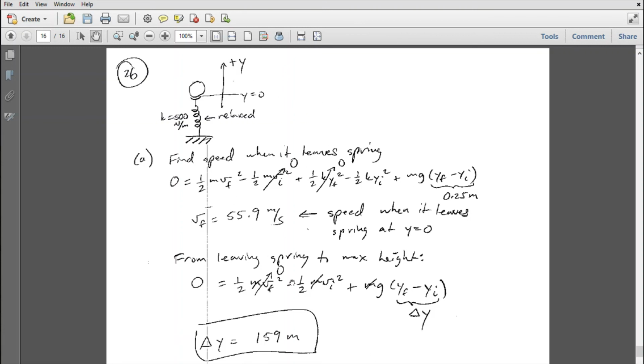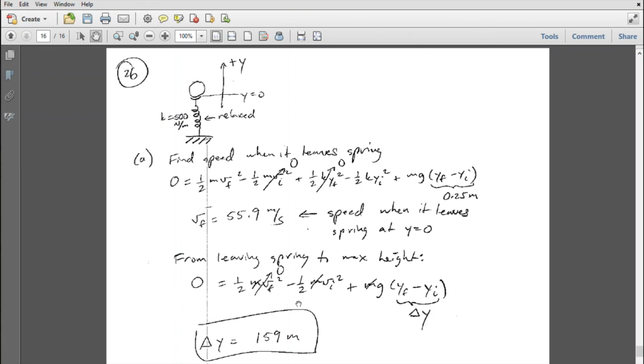We could just, in one step, here I've done it in 2 steps. In one step, we could take initial to be the compressed position, final to be at the maximum height. So both v initial and v final are 0, and the final spring potential energy is 0 because the spring is all relaxed there. The initial one, there's an initial spring potential energy, so we have to plug that in just like there. And the delta y that we want to find out, we could write as 0.25 meters plus h, where h is what we want to find out.